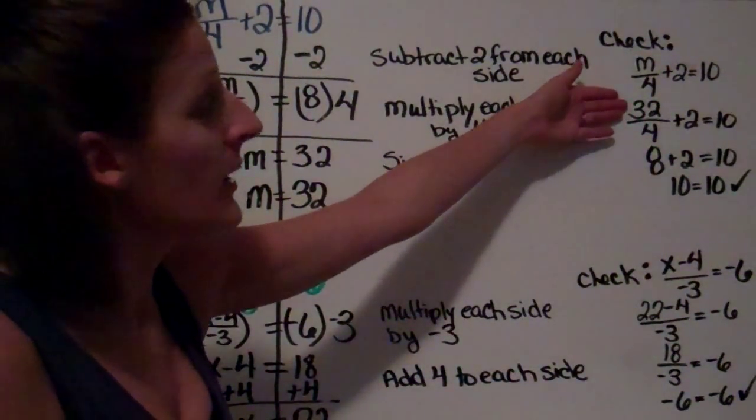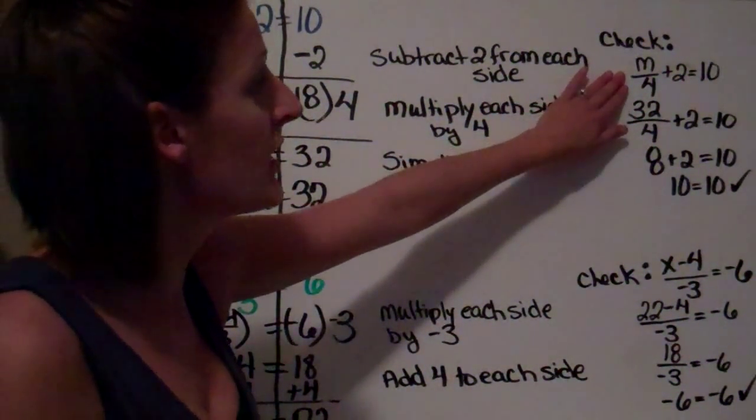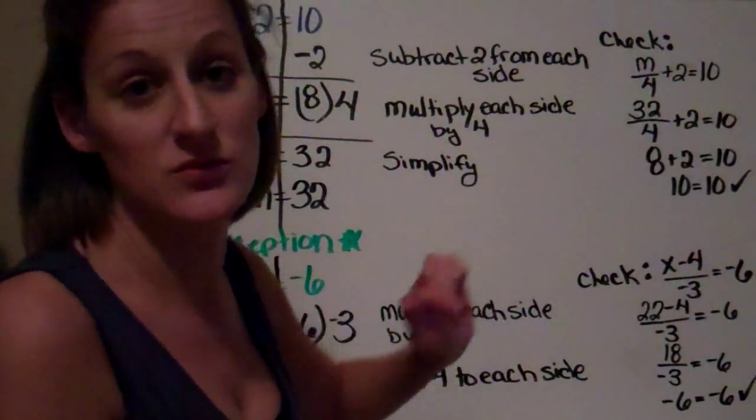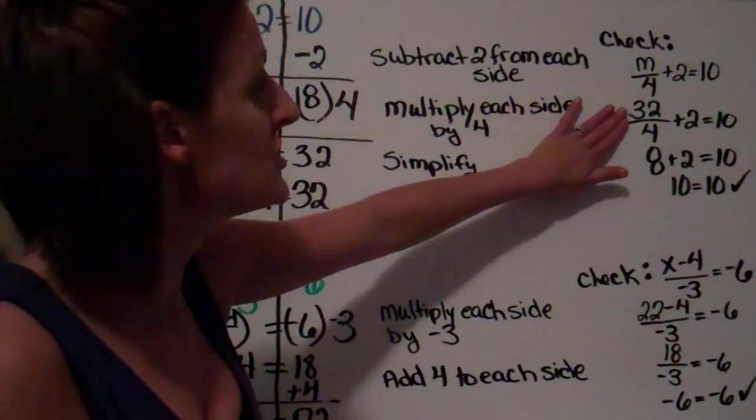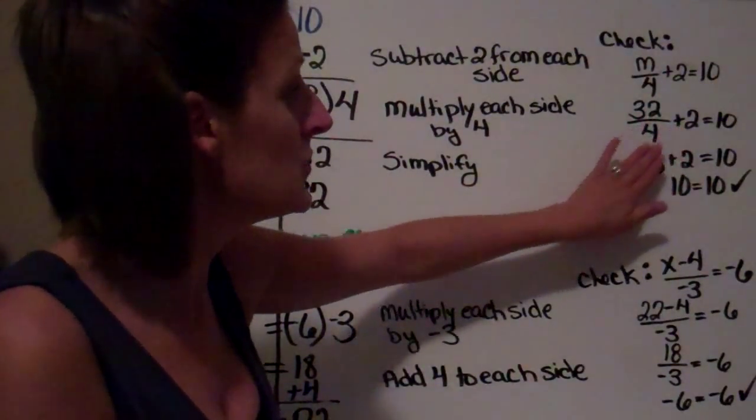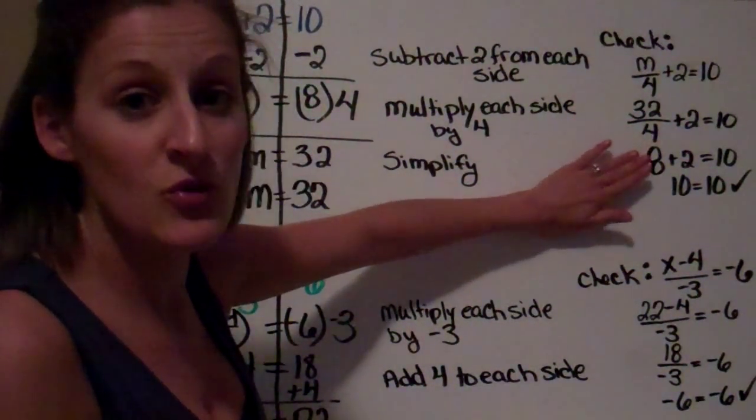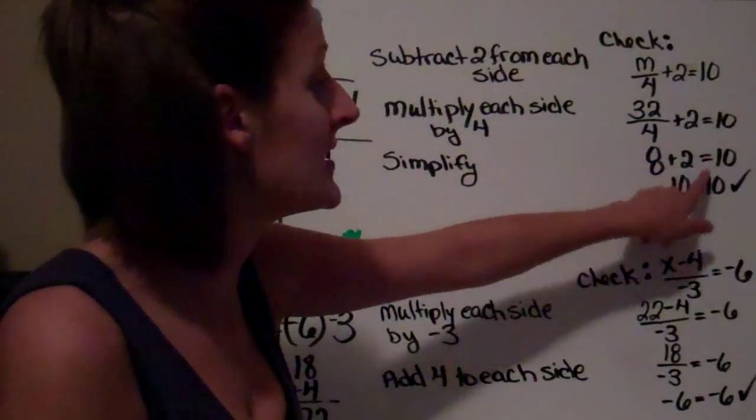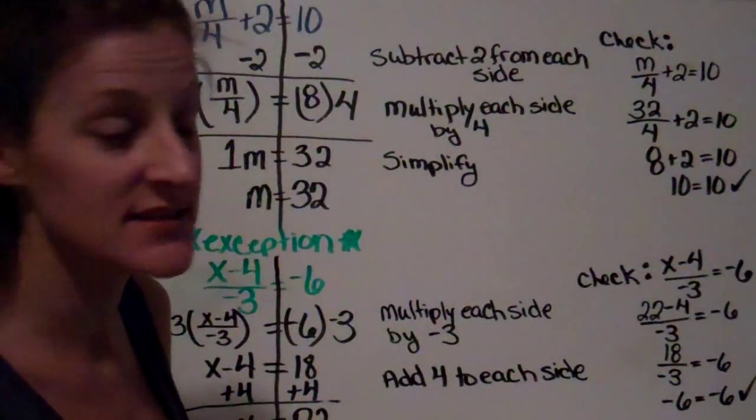So over here, I'm going to always check my answer. M divided by 4 plus 2, see if that equals 10. So I do 32 divided by 4 plus 2. So it's 32 divided by 4 is 8. 8 plus 2 is 10. So my answer is correct.